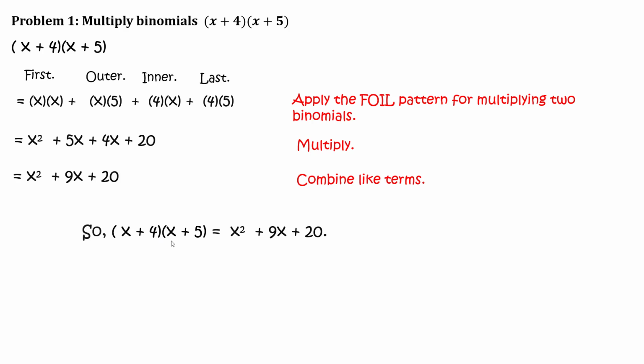So x plus 4 times x plus 5, if you multiply these two binomials, you get x squared plus 9x plus 20. Okay, this is a review, but let's pause here for a moment and talk about what we did. Going from x plus 4 times x plus 5 to x squared plus 9x plus 20, what we did was multiply, right? You can multiply numbers, you can multiply polynomials. So going from the left side to the right side is multiply.